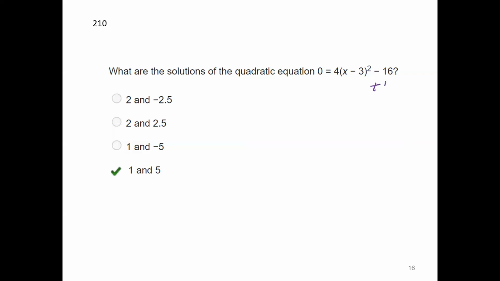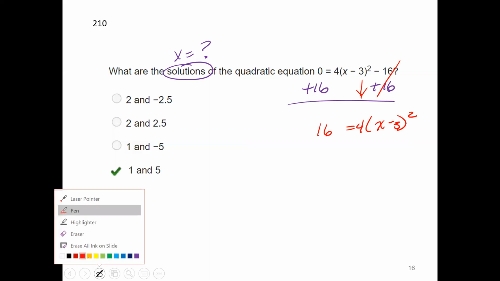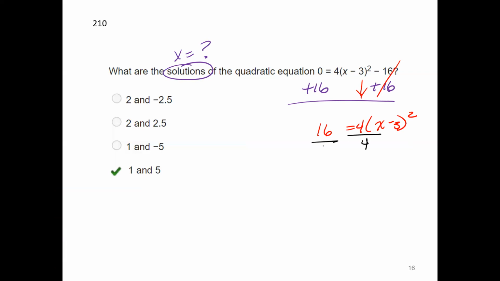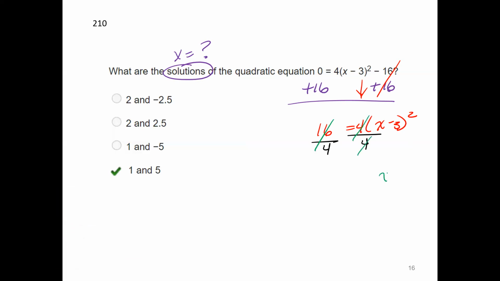So we're gonna go ahead and add the 16 on both sides, okay? Solution just means what are the x values? That's essentially what it's asking me to find. When I add 16 on both sides, 16 cancels, I'm gonna bring down 4, x minus 3 squared equals 16. And then we're gonna go ahead and get rid of that 4 right here. Opposite of times by 4 is divided by 4. And so I'm gonna cancel that and have x minus 3 squared equals 4.